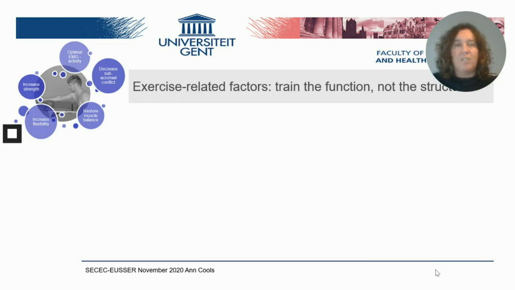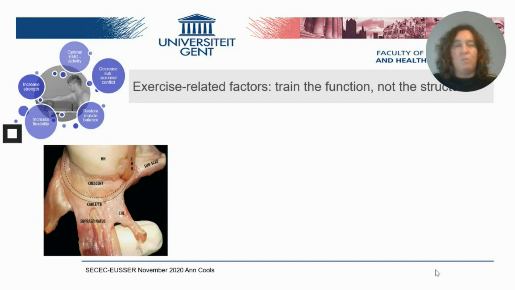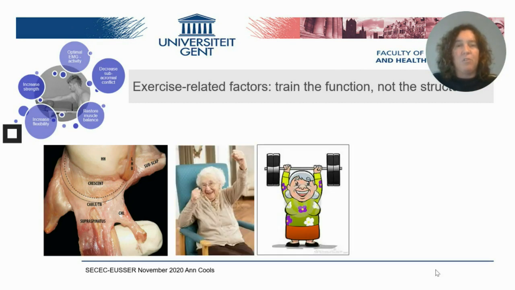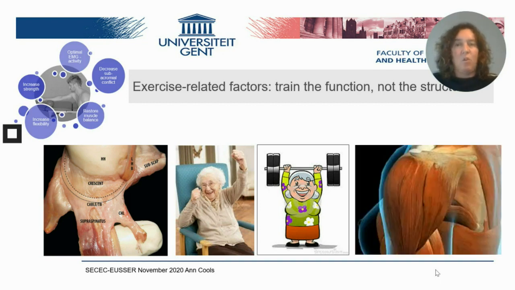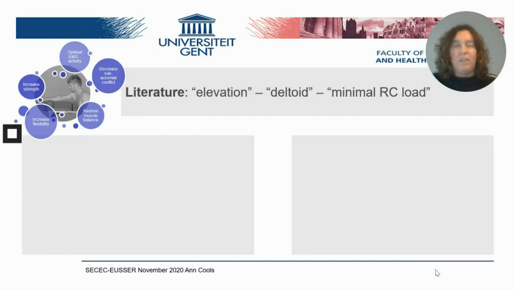With respect to the exercise-related factors, specifically for this population, it is generally accepted that we should train the function and not too much the structure. So we should not focus too much on training the rotator cuff, but rather focus on training the elevation function of the patients, because that is what they want to do in daily life. And in order to compensate for the deficient cuff, it is often suggested that we should train the deltoid instead of the rotator cuff.